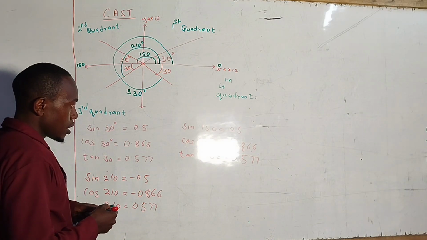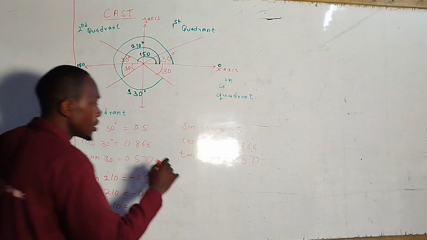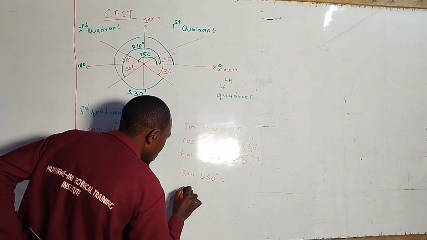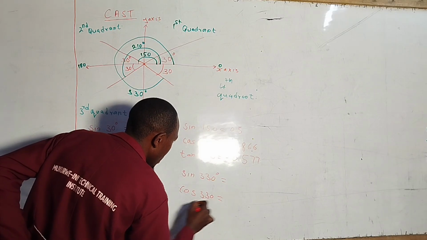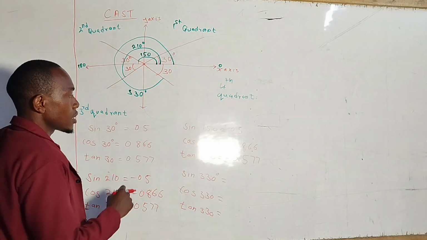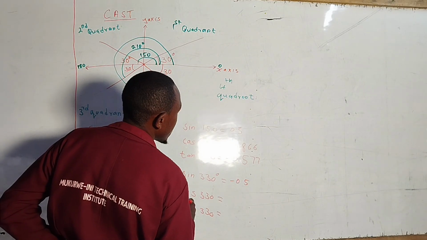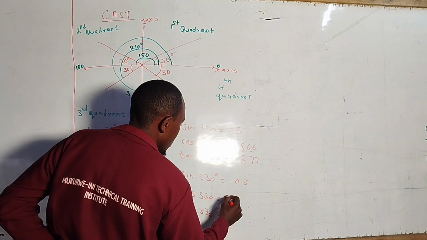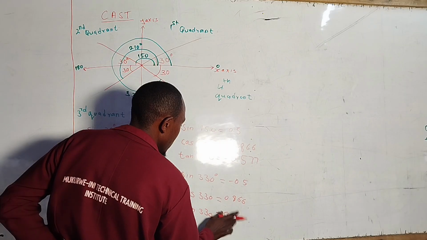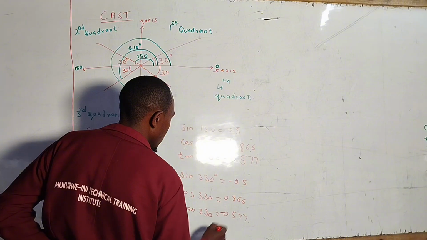So now, representing 30 degrees in the fourth quadrant, this is going to be 330. So I'll talk about sine 330 degrees, cos 330, then tan 330. So that sine 330 is going to be negative 0.5, cos 330 is 0.866. Then tan 330 is equal to 0.577, and of course tan is negative.